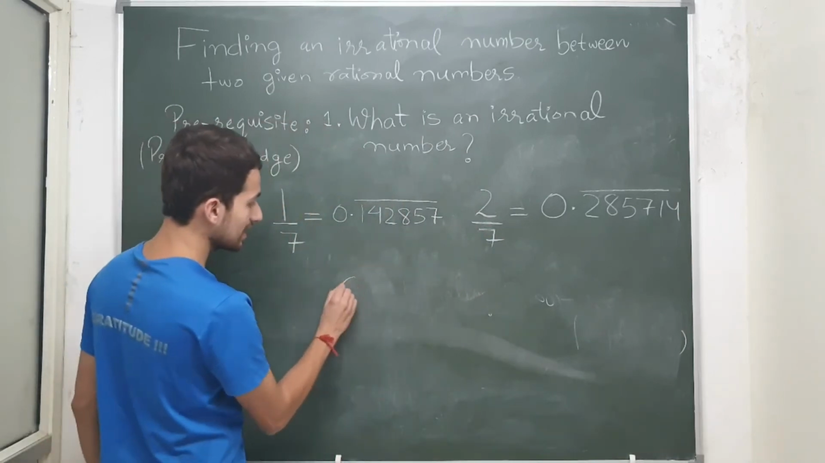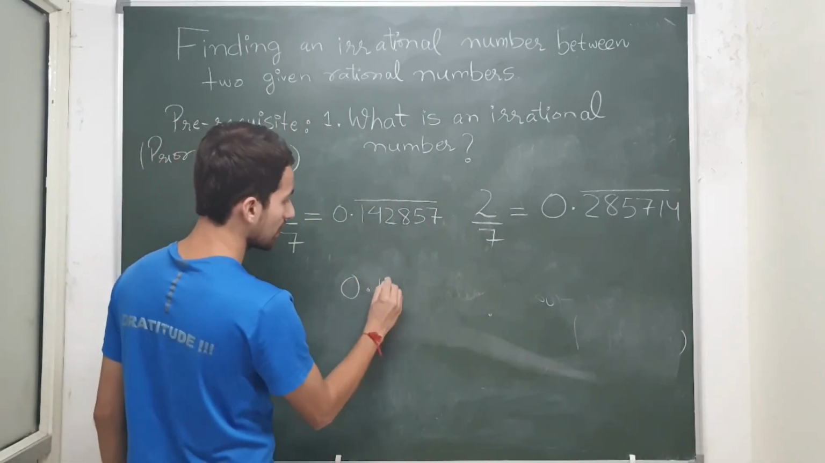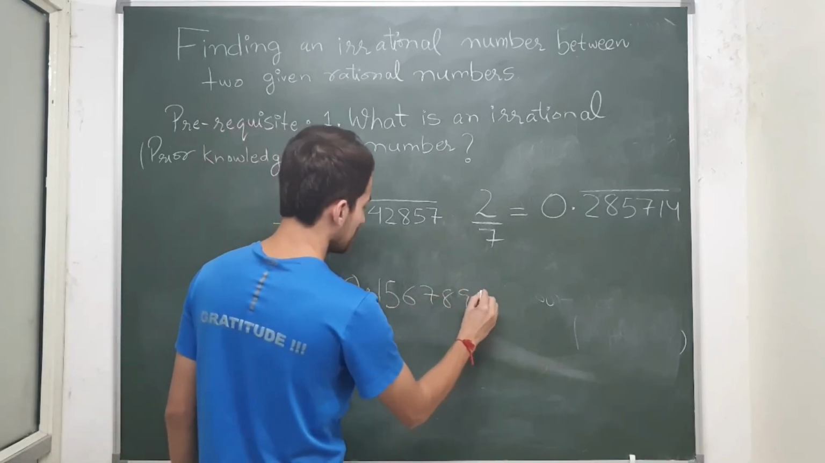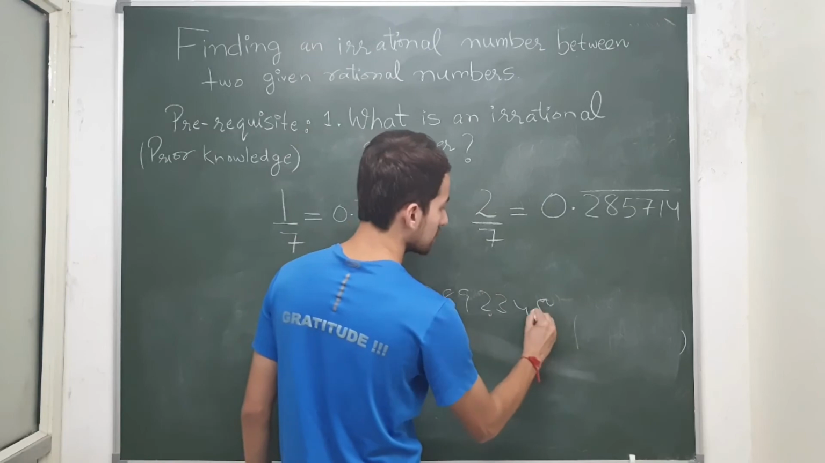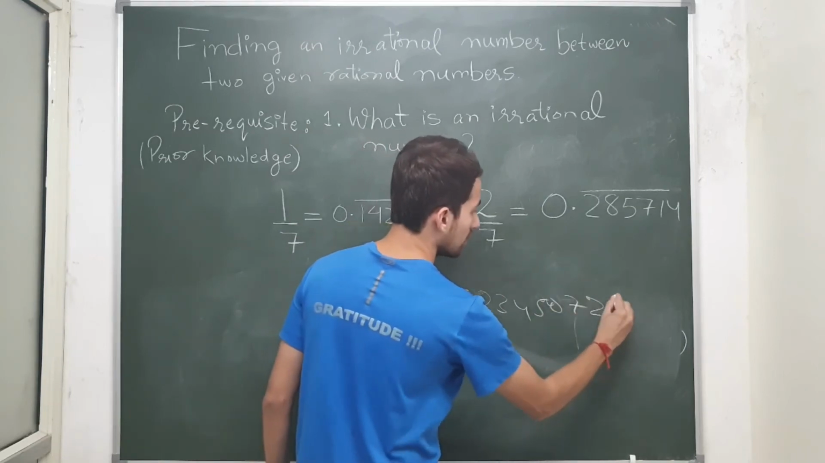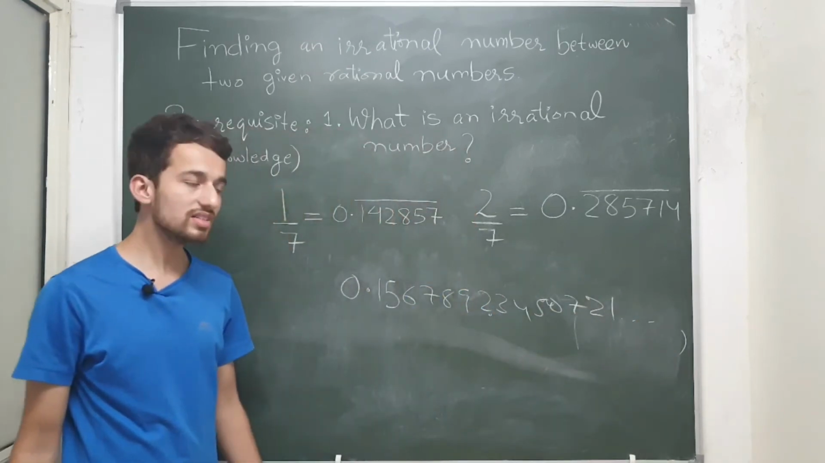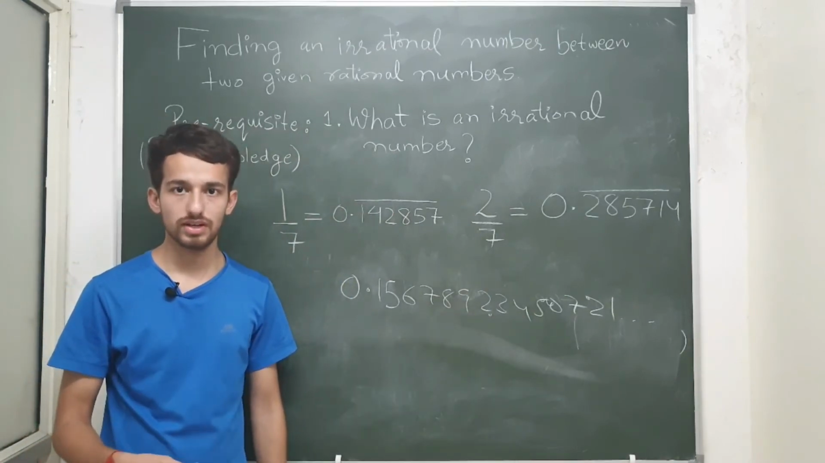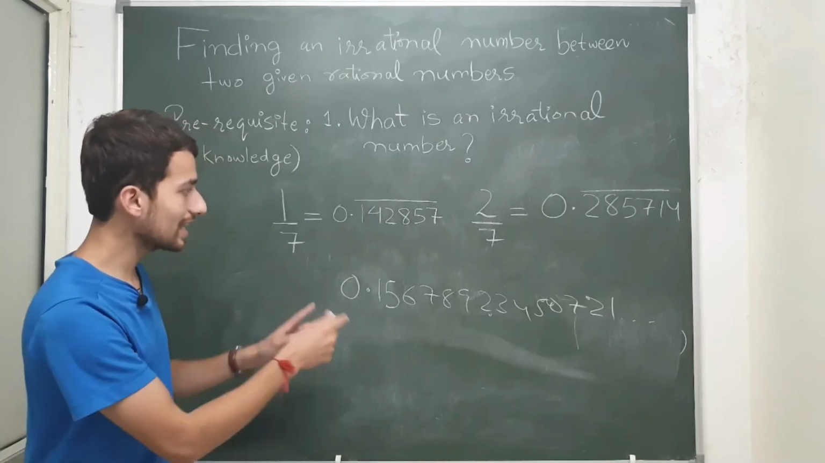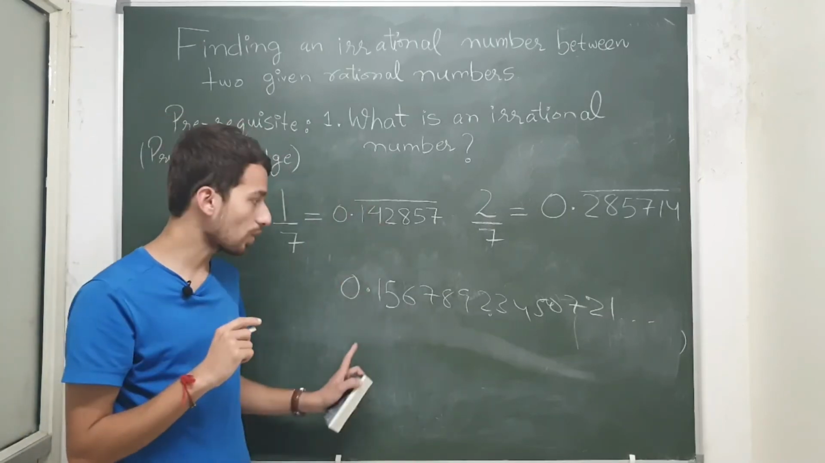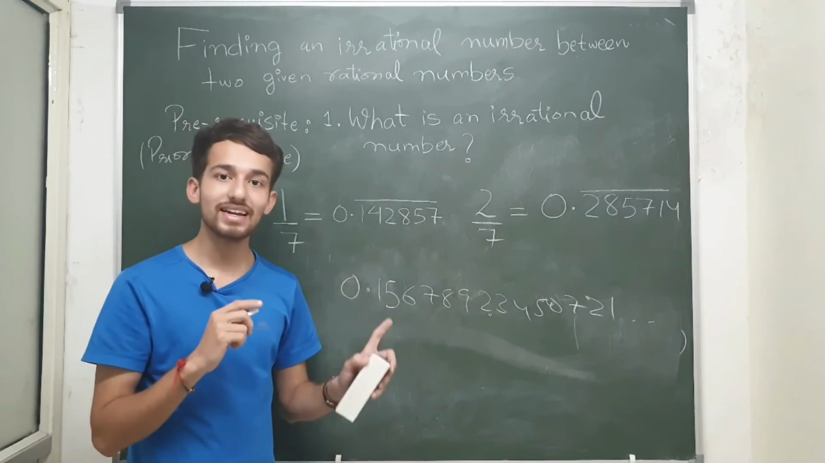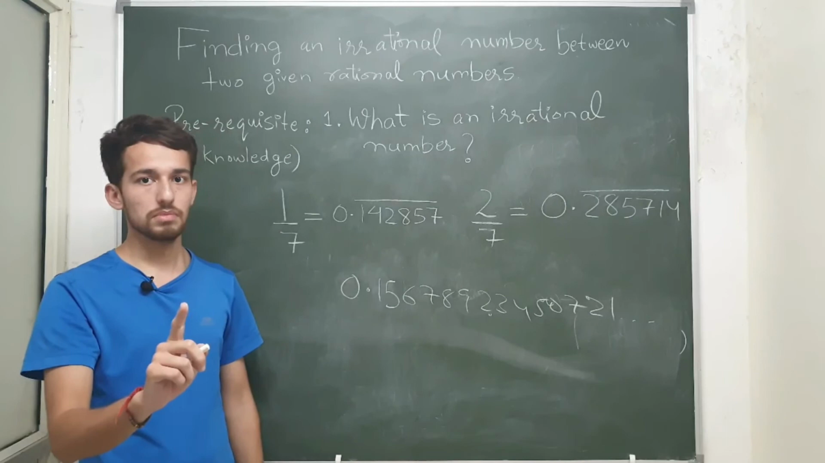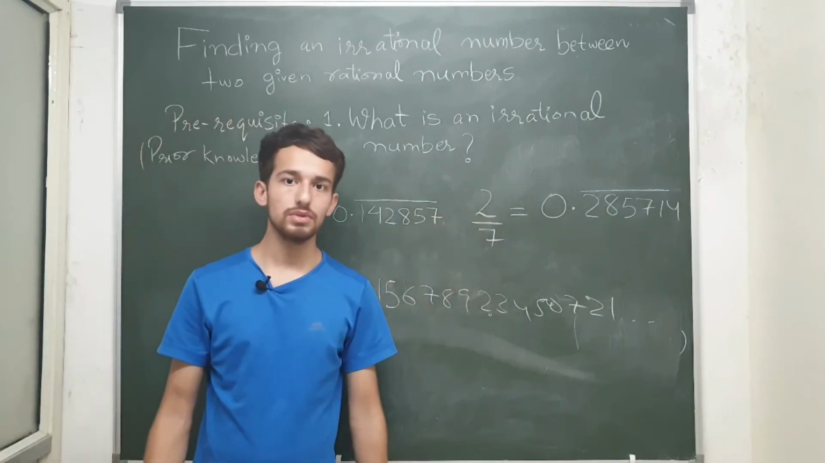If now I just change my starting number: 1, 5, 6, 7, 8, 9, 2, 3, 4, 5, 0, 7, 2, 1, and so on. So this is just one particular decimal representation which I have chosen randomly, of course, and it lies between the two. And if you see, it is non-terminating and non-recurring. There is no repetition in the digits. So it is one irrational number which is lying between these two rational numbers.